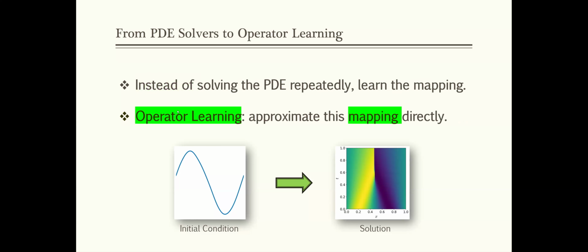So instead of solving the PDE repeatedly, we can think in a different way. We can learn the mapping from the initial condition to the solution directly using machine learning techniques. This idea is known as operator learning. In operator learning, using neural networks, we directly approximate the mapping from the input function to the entire function.